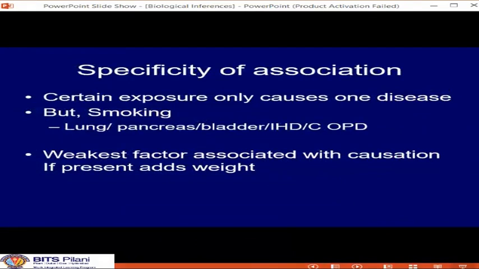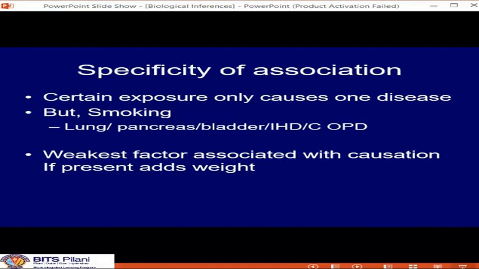The last point, or among the last points, is called specificity of association. One exposure should cause only one disease. The MTB bacteria should only cause the clinical disease tuberculosis. That may sound reasonable. But think about smoking.